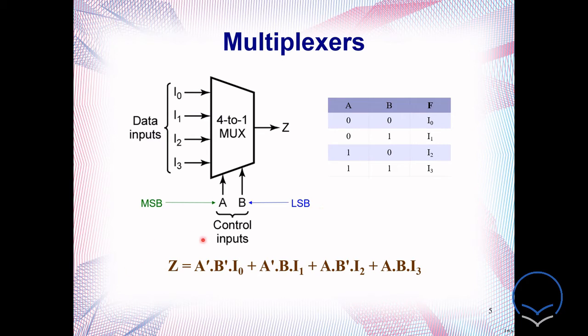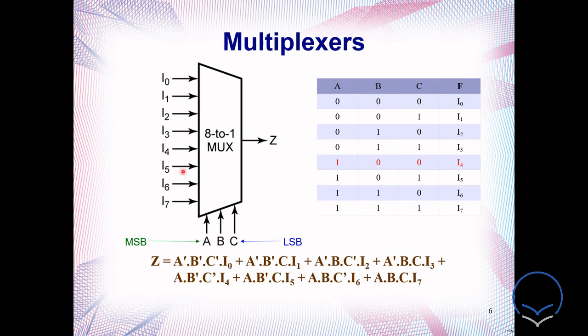If we write the equation for Z, Z becomes A prime dot B prime dot I0, plus A prime dot B dot I1, plus A dot B prime dot I2, plus A dot B dot I3. So that will be our equation and truth table for the 4 to 1 mux.